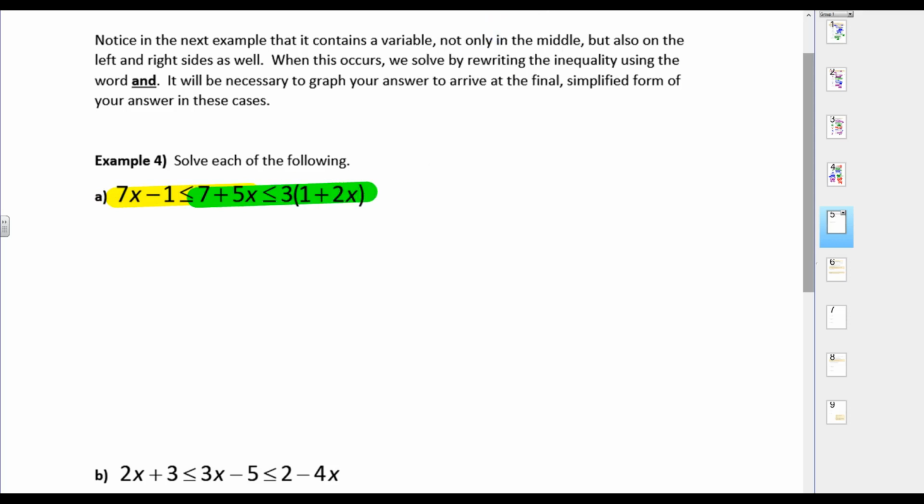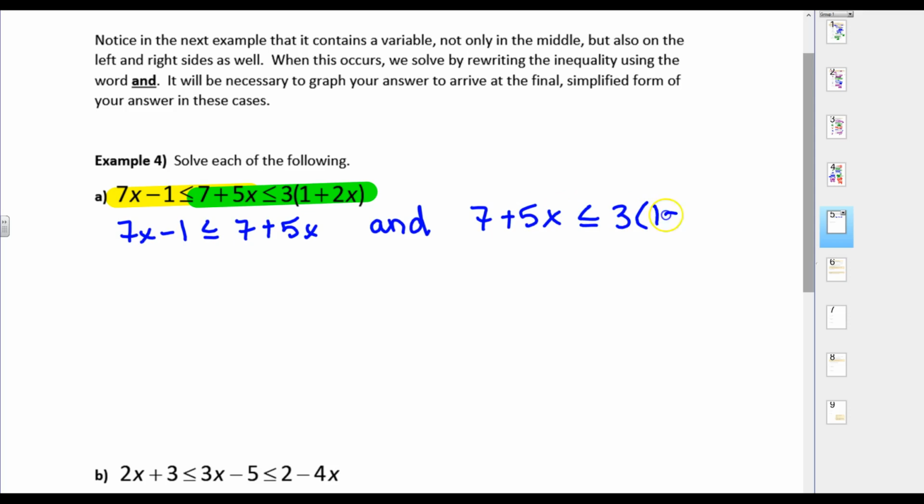So what that's going to look like is 7x minus 1 is less than or equal to 7 plus 5x. And we're going to use the phrase and 7 plus 5x is less than or equal to 3 times 1 plus 2x. So what I've got is these 2 pieces, and then these 2 pieces joined by the word and. And now I'm going to solve both of these.